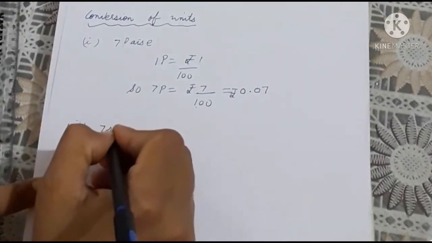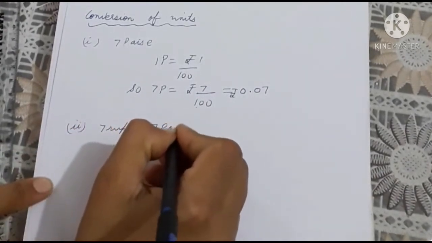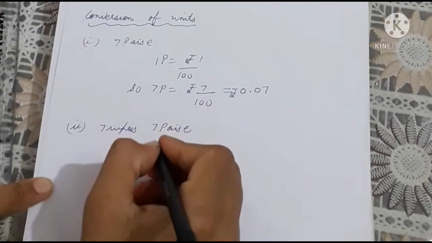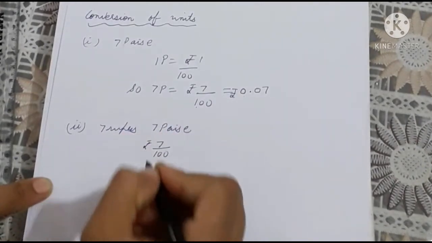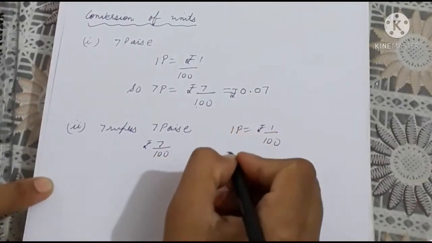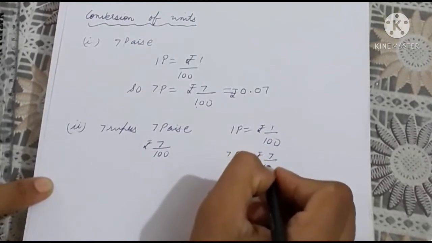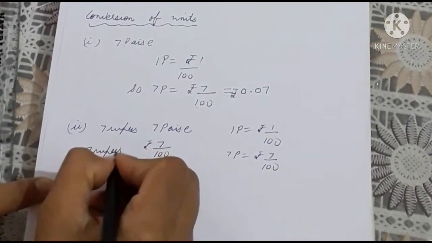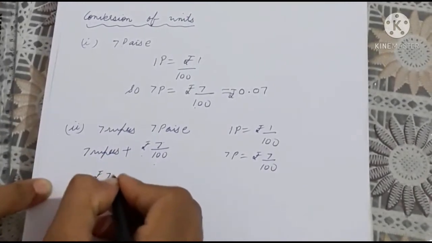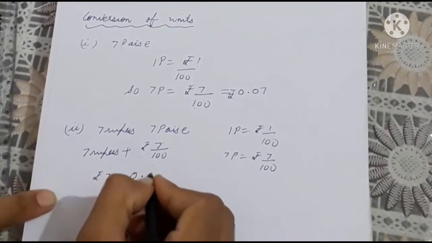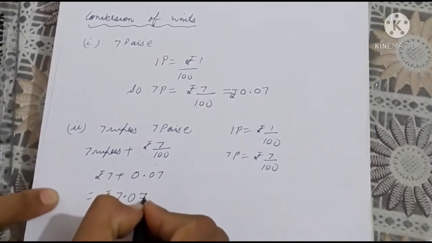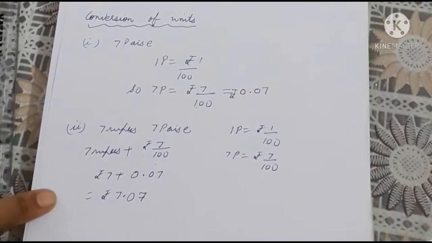Second part is 7 rupees 7 paise. I have to convert this to rupees. 7 paise will become 7 upon 100 rupees. Again you have to write the relation first: 1 paise equals rupee 1 upon 100. So 7 paise equals rupee 7 upon 100. So 7 rupees plus rupee 7 upon 100. When you add them, 7 rupees plus 7 upon 100 can be written as 0.07, so that will become equal to rupees 7.07. The remaining part of this question you try yourself.